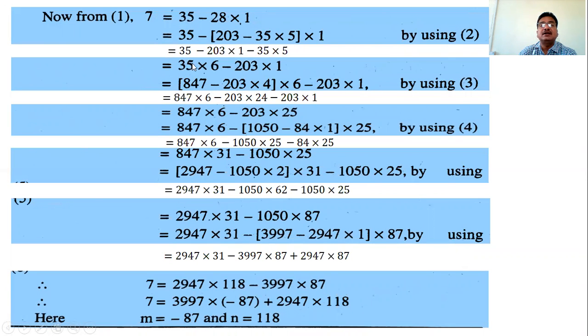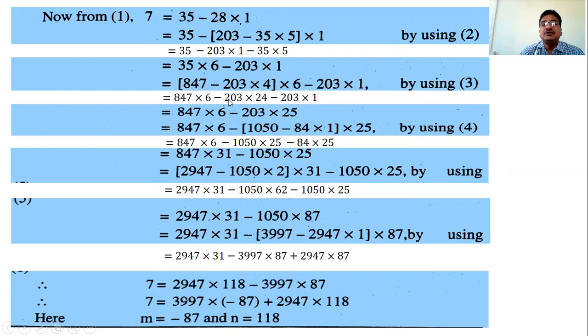Where is 35? Here is 35. So write the value of 35 as 847 minus 203 into 4, this into 6 minus 203 into 1. Then 847 into 6, that is multiply by 6 in bracket. 847 into 6 minus 203 into 4 into 6 becomes into 24. Minus 203 into 1 as it is. Then 847 into 6 as it is, but this minus 203 into 24 and minus 203 into 1 becomes minus 203 into 25.